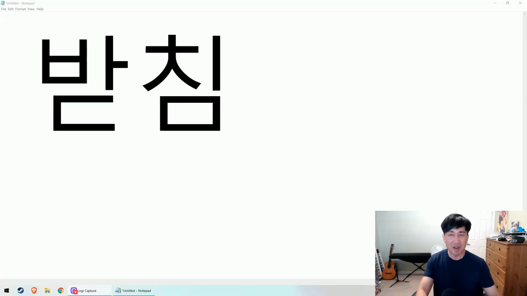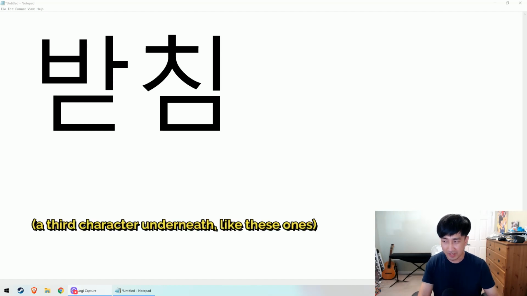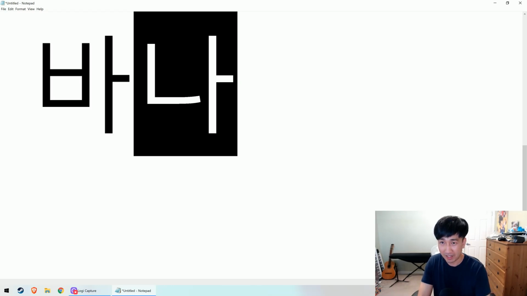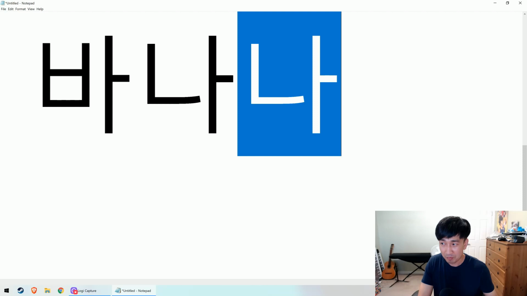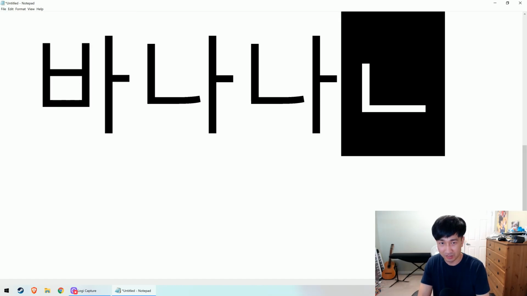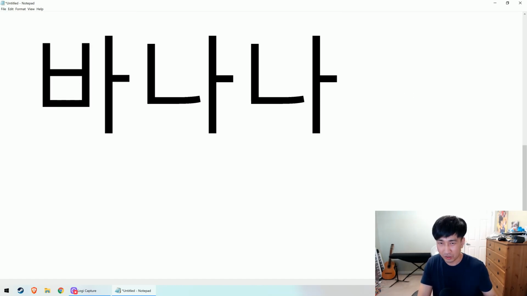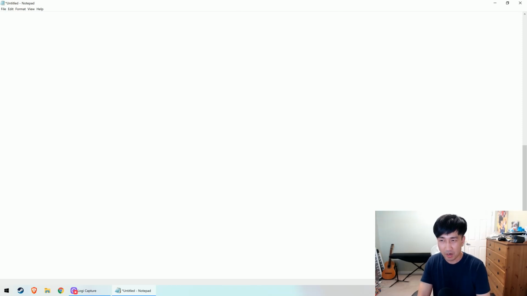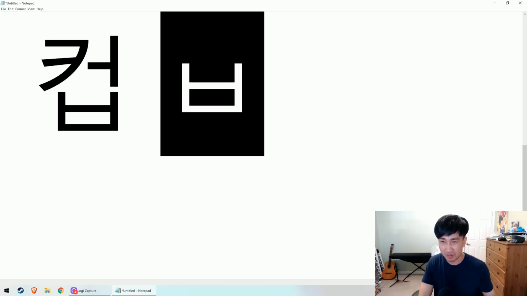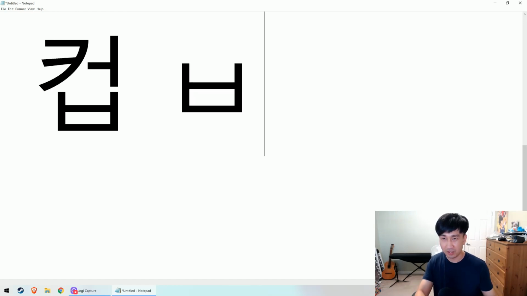All Batchim means is that there is something underneath. If I have a word like banana, the na part right here has nothing underneath. It only has this no and this ah. It has nothing underneath, so it has no Batchim. But if I see a word like cup, it has a Batchim. This b, see, there's something underneath. So all Batchim means is that it has something underneath.